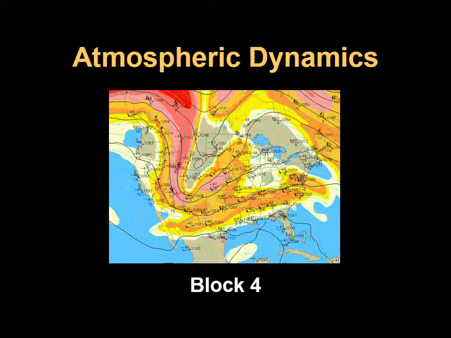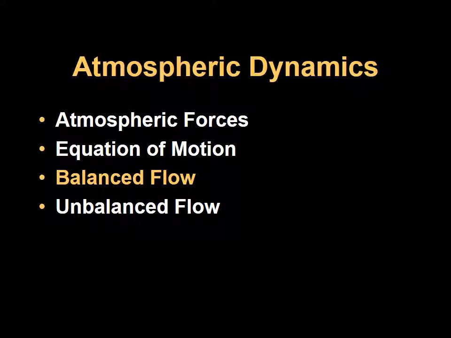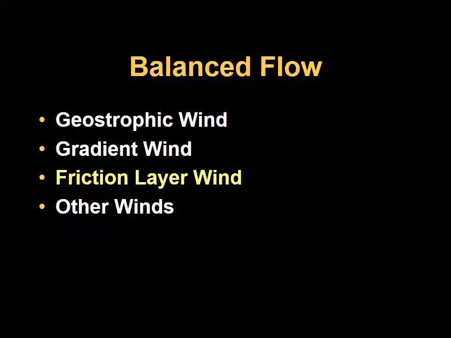Welcome back to our discussion on atmospheric dynamics, and we're working our way through balanced flow. We finished with geostrophic wind and gradient wind. We talked about Rossby number. And now we're going to look at another type of balanced flow, which is the friction layer wind.